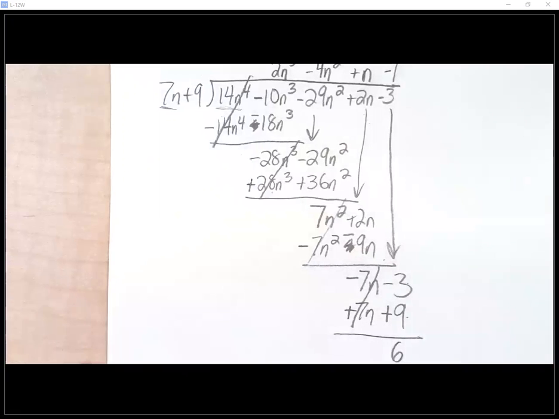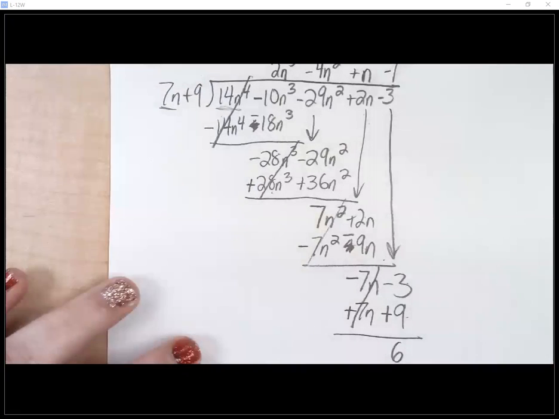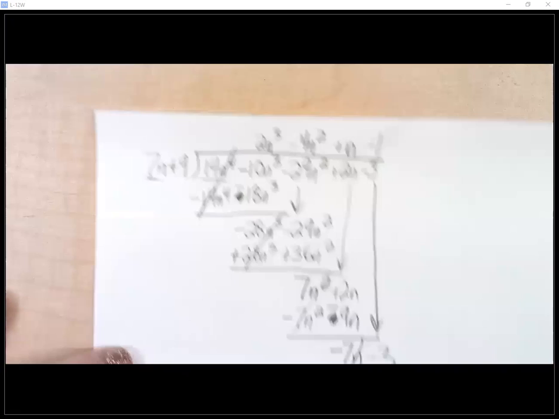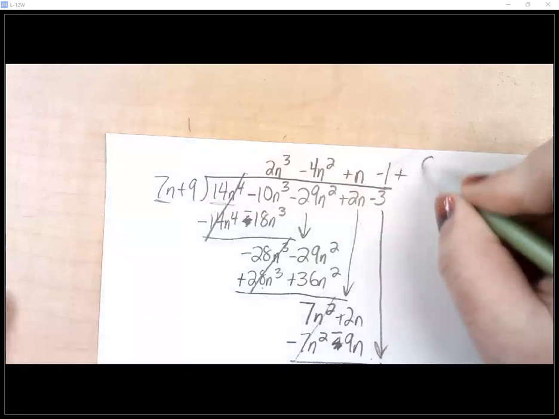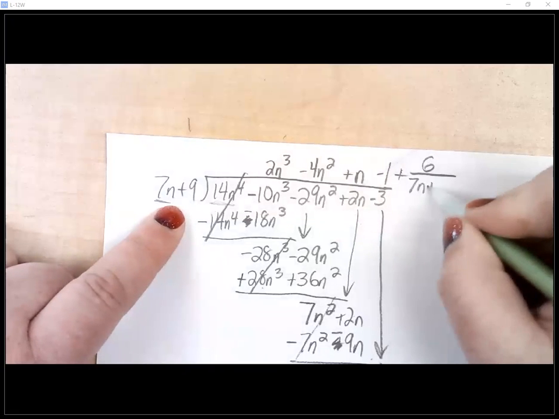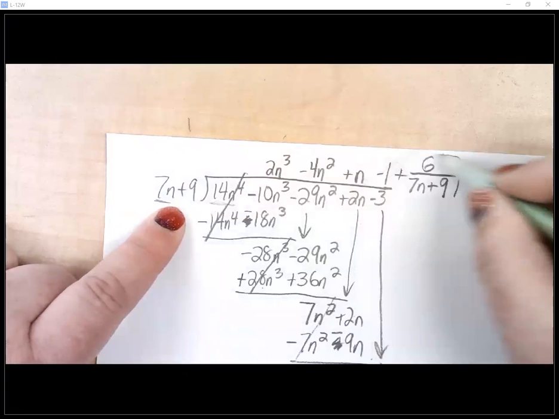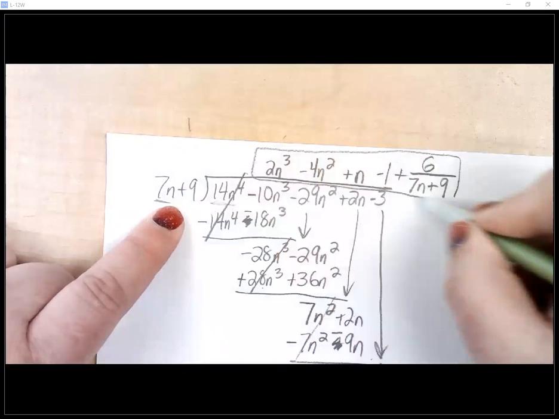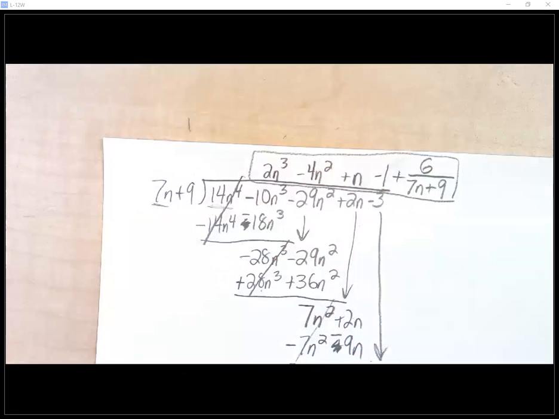Remember how we write this. I'm going to go all the way back up to my answer and add my remainder over what I'm dividing by, 7n plus 9. This whole thing is my answer. And I'm done. You could not have gotten that with synthetic division, unfortunately. That actually might be a little bit of a lie. You could probably do it with fractions, but it'd be a mess. Anyway, so there's long division.